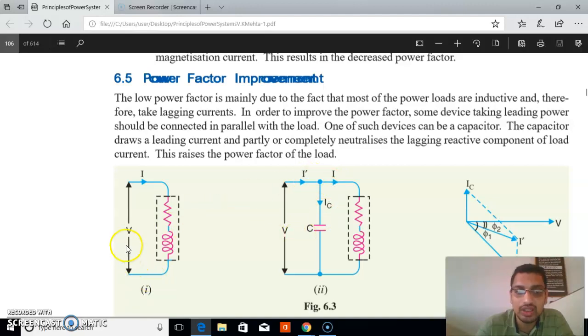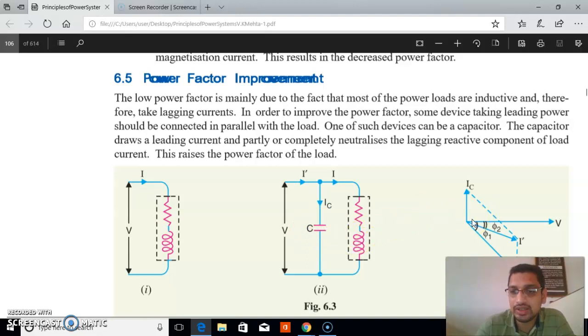In figure 1, the circuit voltage is V and the circuit current is I. In figure 2, the circuit voltage is V and the circuit current is I dash. So figure 1 shows the circuit before the power factor correction. Figure 2 is the circuit after the power factor correction, by adding a capacitor in parallel with the load.